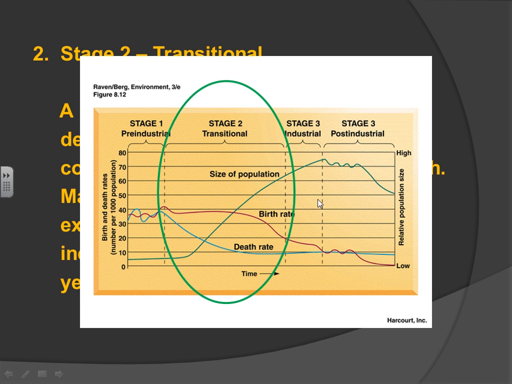So here's the part we're talking about in stage 2. Let's look at the lines. You still have a pretty high birth rate, but look what happened to the death rate, the blue line. It dropped off dramatically. So that meant that you had a lot of people being born, but nowhere near as many people dying. So you get this huge increase right here in the size of your population.